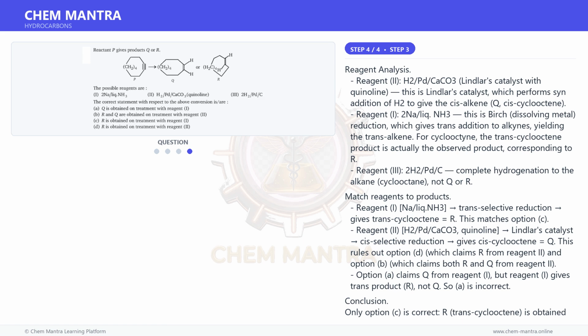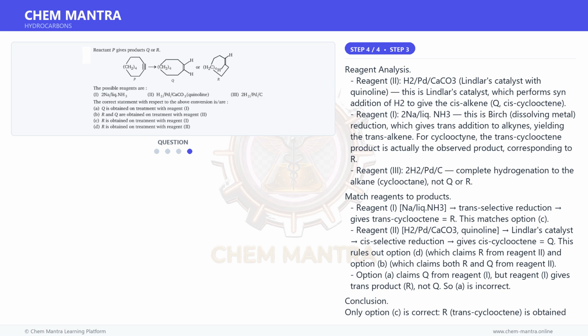For cyclooctyne, the trans-cyclooctene product is actually the observed product, corresponding to our reagent. Reagent 3: H2, Pd/C, complete hydrogenation to the alkane, cyclooctane, not Q or R. Now match reagents to products. Reagent Na/liq. NH3, trans-selective reduction gives trans-cyclooctene, which is R.